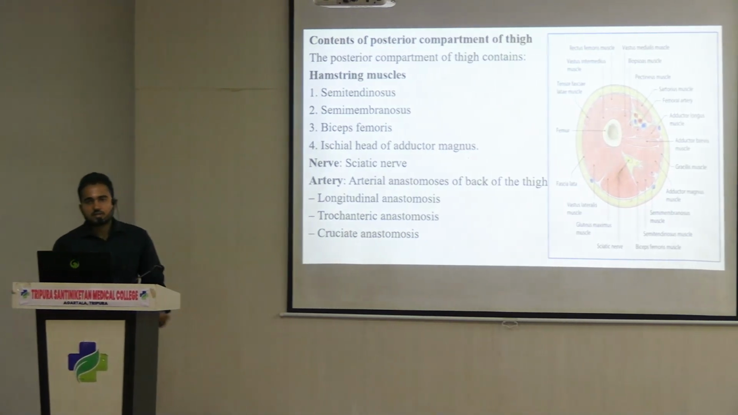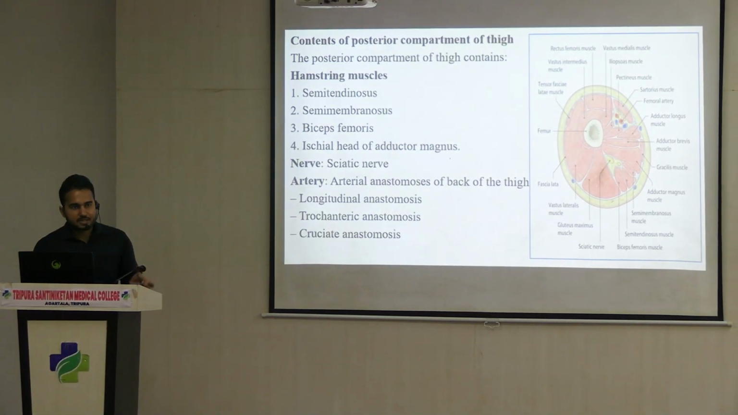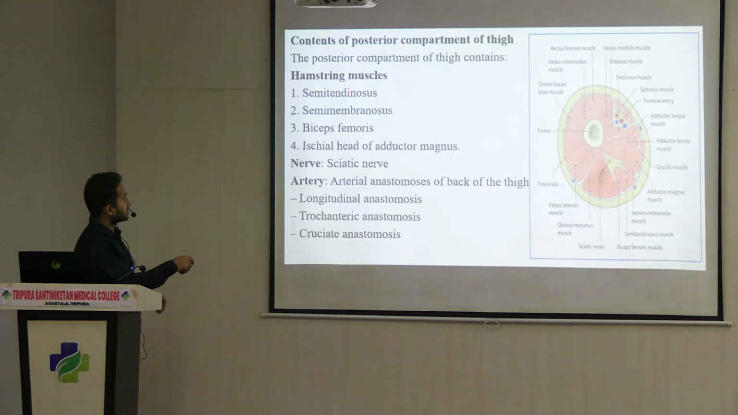So the main group of muscles present in the posterior compartment of the thigh are the hamstring muscles. Here you can see the hamstring muscles. Then one important nerve. Which nerve is that? The sciatic nerve is present. And blood vessels are present.